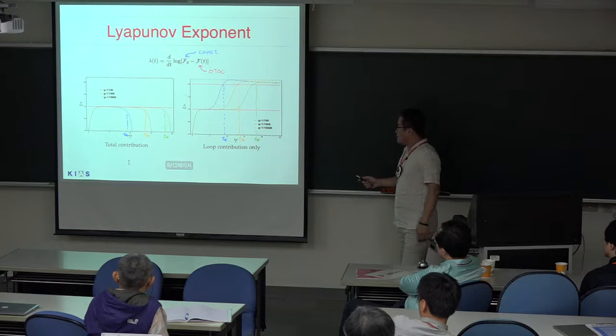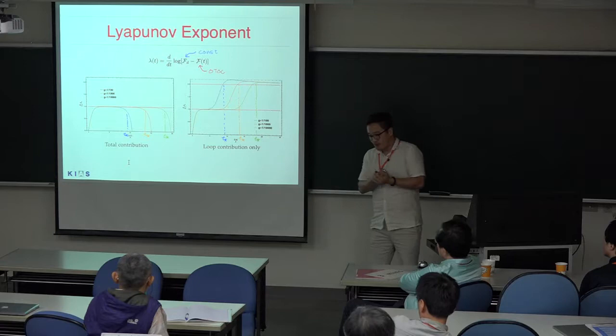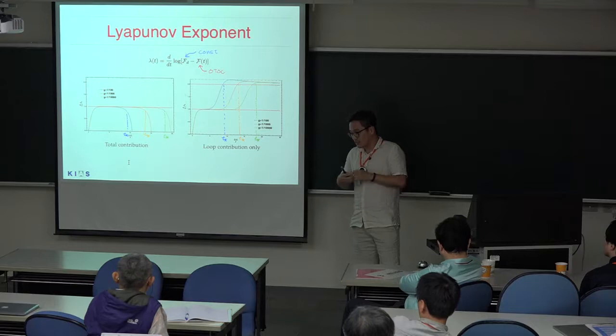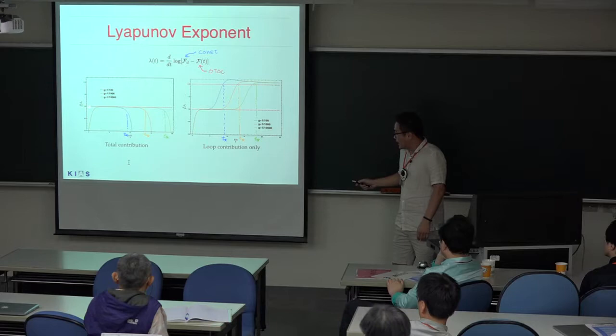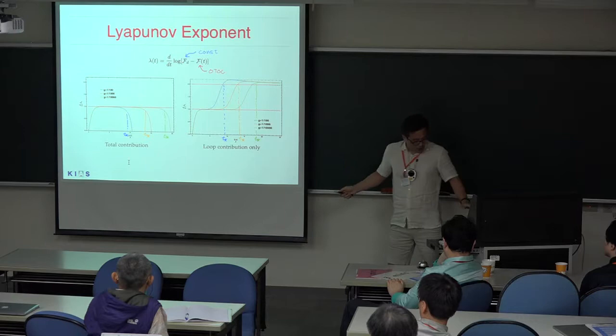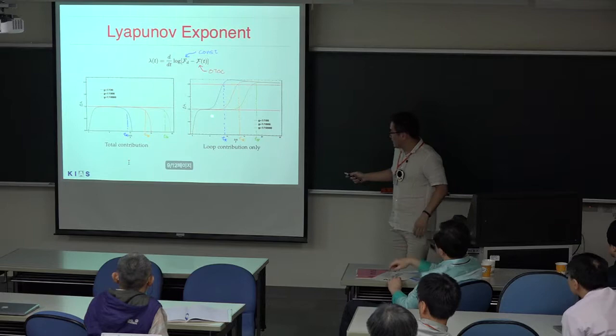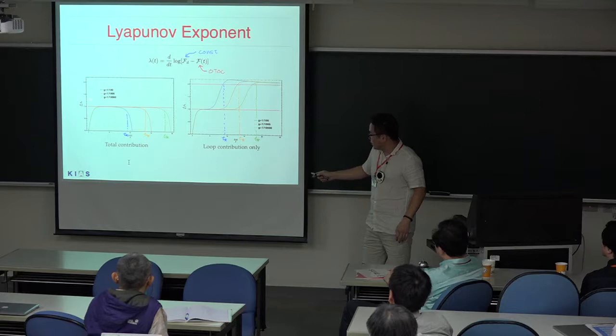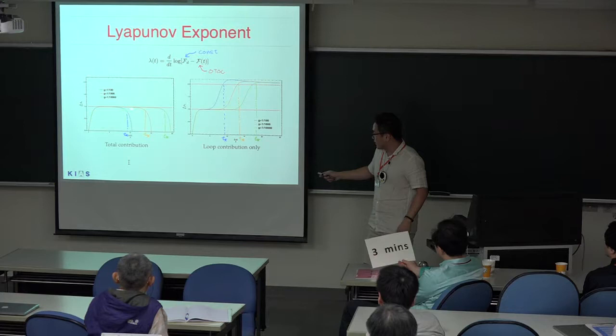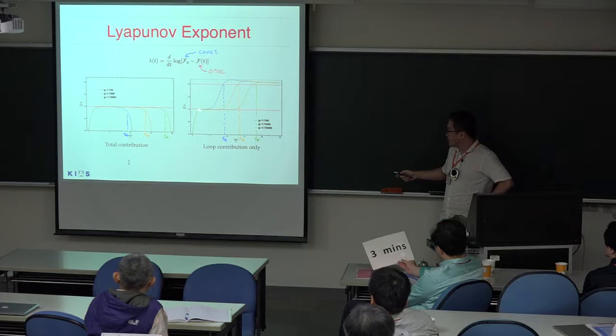In total, if you sum up everything nicely, the terms which increase the Lyapunov exponent are canceled, and in the end the Lyapunov exponent does not violate the chaos bound. If you include only some of the Feynman diagrams, for example this one without that one, then you can see this plot of the Lyapunov exponent in time. This dotted line corresponds to the maximum value. If you include all of them correctly, it never violates the chaos bound. But if you include only part of them by mistake, it violates the chaos bound immediately. This is the maximum value, and this is double the maximum value.